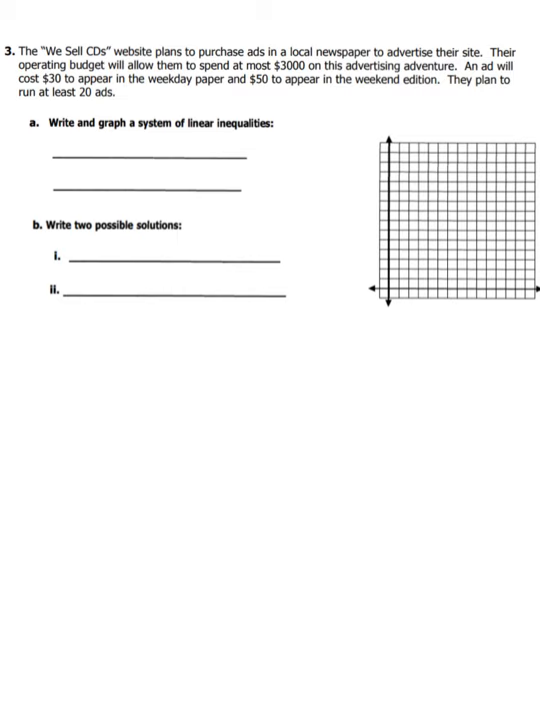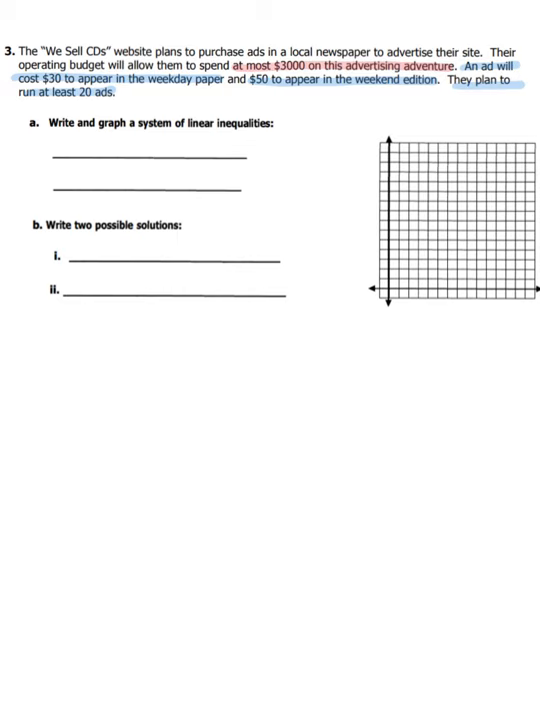All right, on number 3, it says, the We Sell CDs website plans to purchase ads in a local newspaper to advertise their site. Their operating budget will allow them to spend at most $3,000 on this advertising adventure. An ad will cost $30 to appear in the weekly paper and $50 to appear in the weekend edition. They plan to run at least 20 ads.